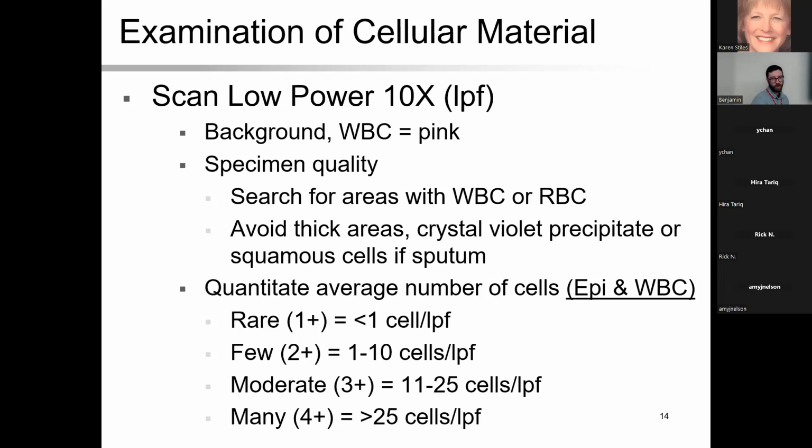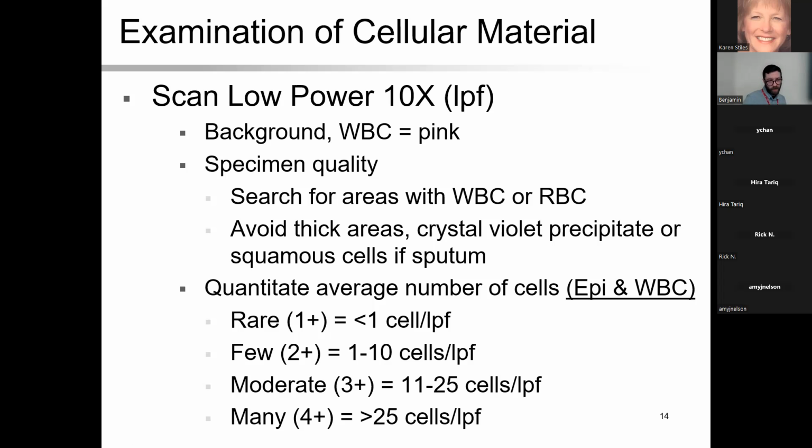If you're dealing with things like sputum, you might have thicker areas of specimen on the slide. So you want to find a good representative area on the slide, with white blood cells, but not a place where there's so much specimen that the crystal violet is really clogging up your viewing area.